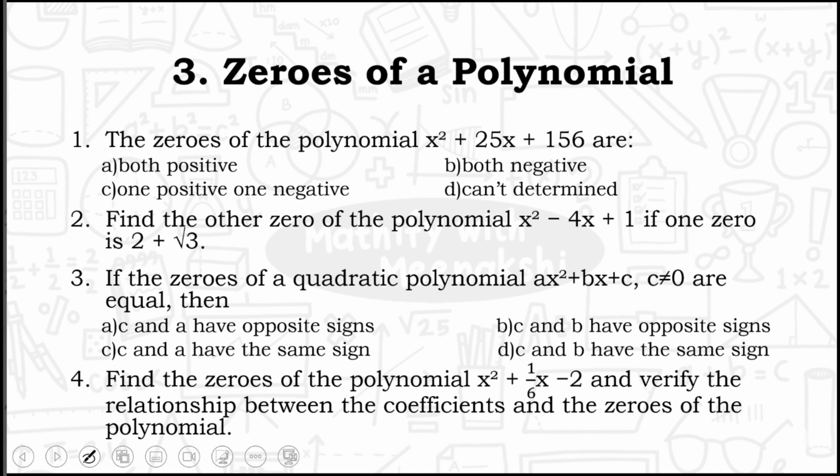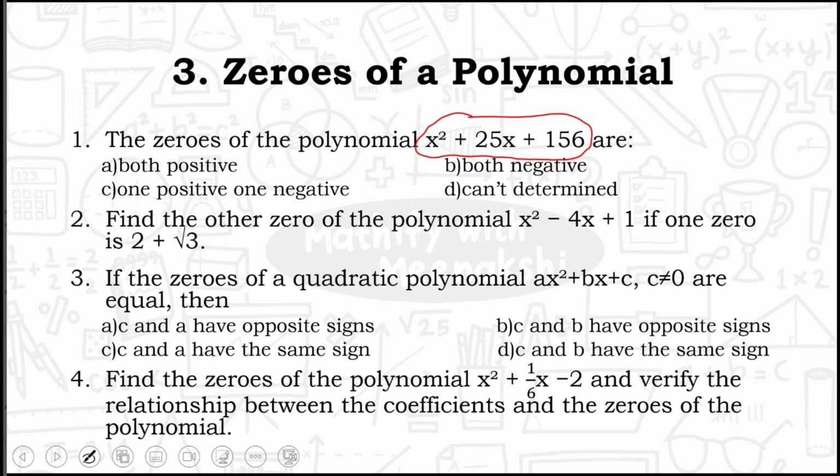The third topic is zeros of a polynomial. Under this topic, I have written four questions for you. First question, the zeros of the polynomial. The polynomial given to you is x² + 25x + 156. You have to tell the nature of the zeros: both are positive, both are negative, or one positive and one negative, or you can't determine by seeing the polynomial.